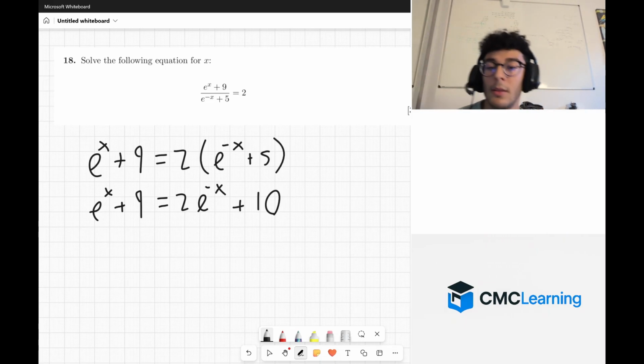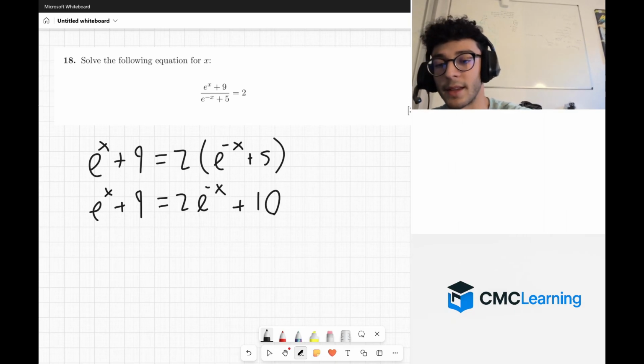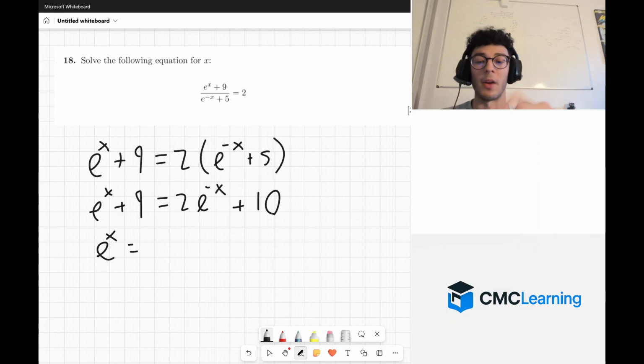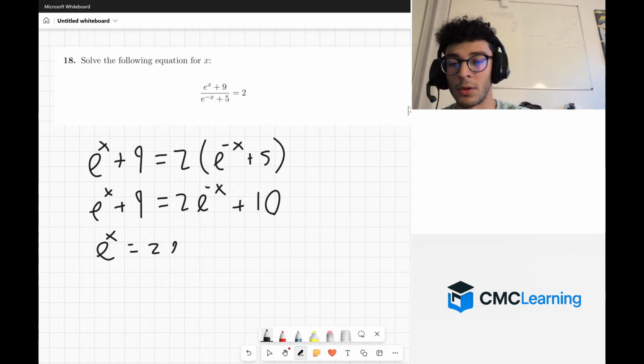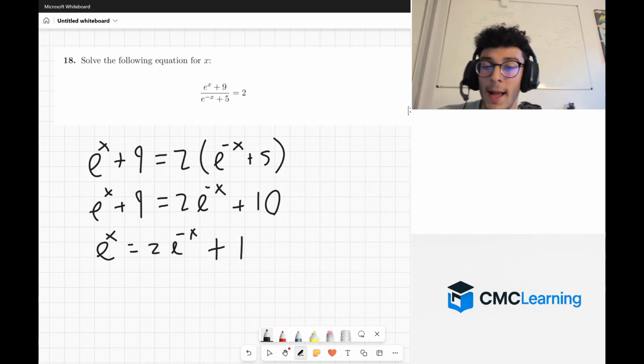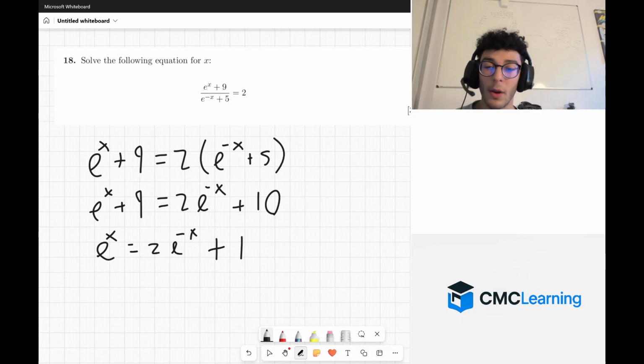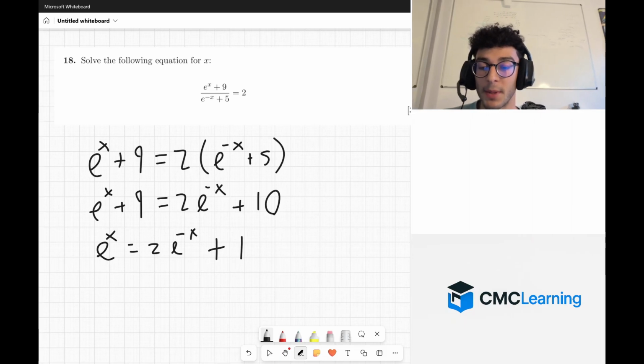Now from here, in terms of collecting like terms, we can obviously move this 9 to the other side. I think that's also a good step. So let's take away 9 from both sides. We have 2e to the minus x, and in this case, plus 1, so 10 minus 9.